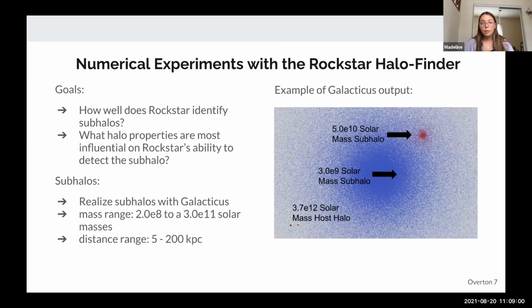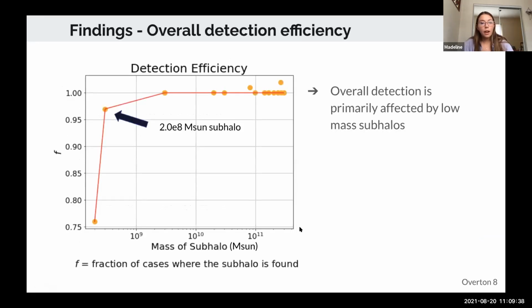And so my work has been focused on creating many different realizations of various subhalos, each with a random set of particles, and then testing how well Rockstar is able to recover the mass of the subhalo at different masses and different positions for the subhalo. I've been testing subhalos within a range of 2 times 10^8 to 3 times 10^11 solar masses, and within a range of 5 to 200 kiloparsecs from the center of the host halo. And so far, this is how the overall detection efficiency is looking.